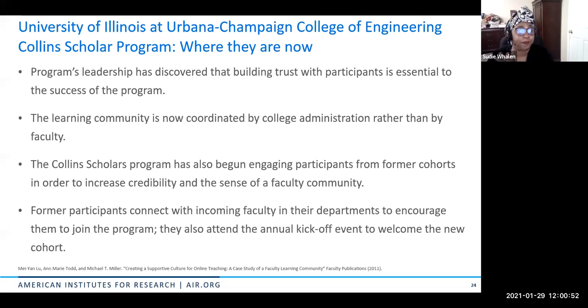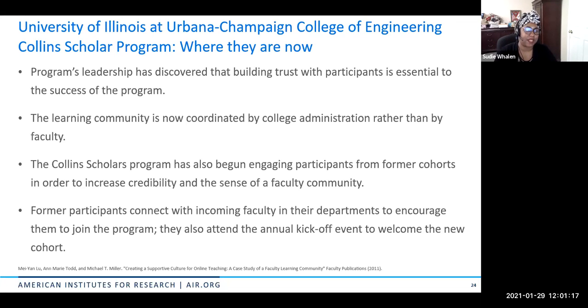This is where they are now. Program leadership has discovered that building trust with participants is essential to success of the program. True. Let's look at the second bullet. The learning community is now coordinated by college administration rather than the faculty. The program has begun engaging participants from former cohorts in order to increase credibility and the sense of faculty community. So now they're trying to work on bringing this back.